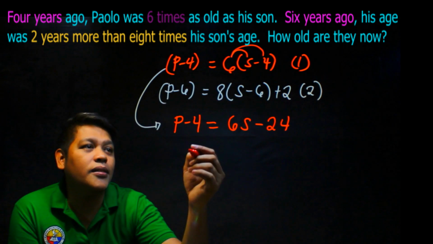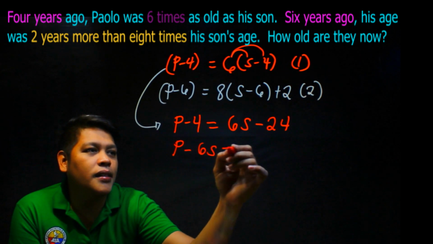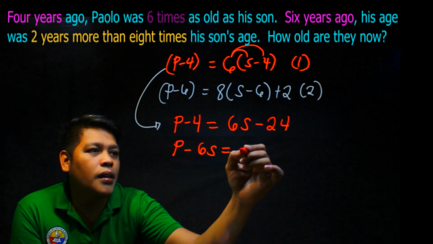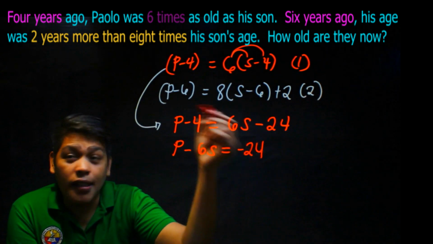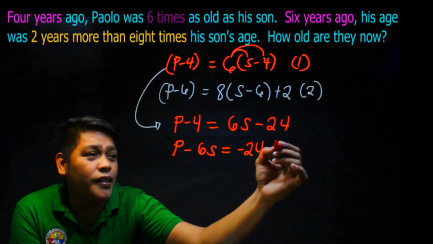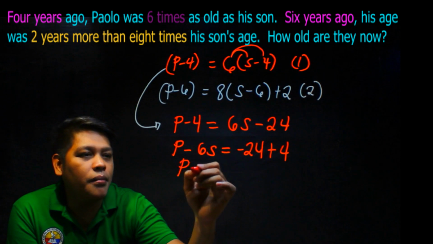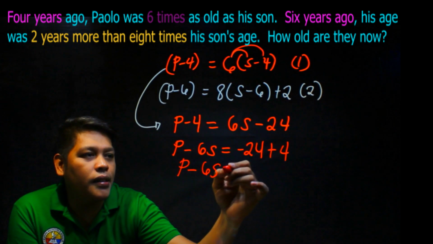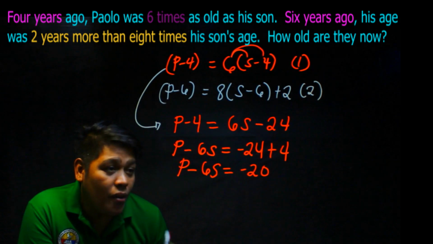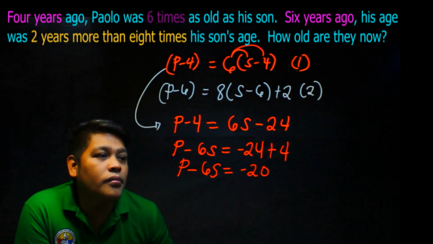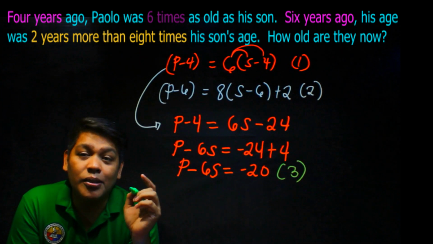So, magagawin natin dyan, P minus 6S equals negative 24. Bakit negative 6S? Kasi nilipat natin. Ito naman, pag nilipat natin dito is plus 4. So, P minus 6S equals negative 20. So, this will become our equation number 3.